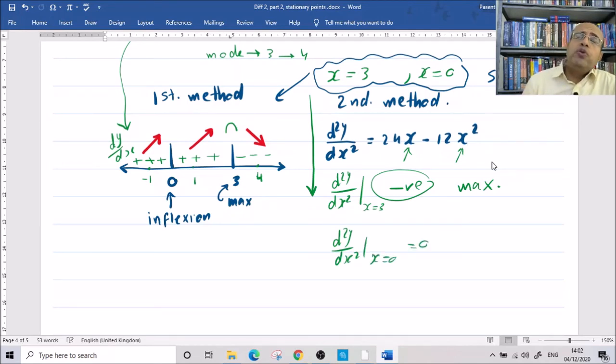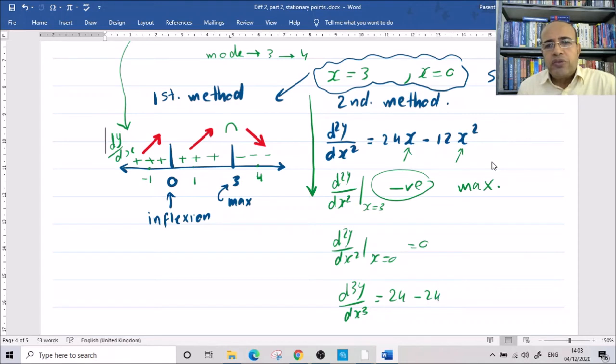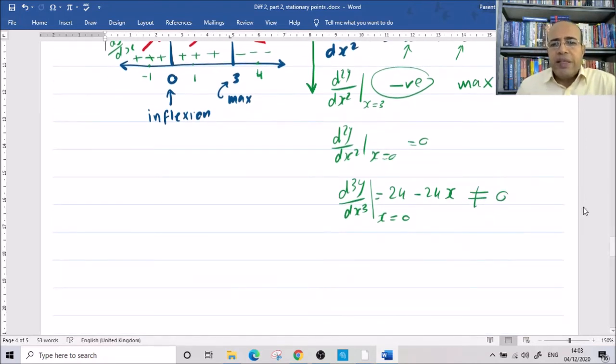Now, what we do, we find the third derivative, d3y by dx3. 24x, its derivative is 24. When you replace x by 0, this will not be equal to 0. So, at x equals 0, this is an inflection point.